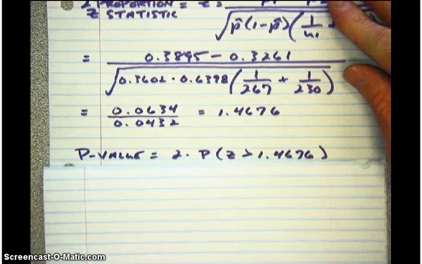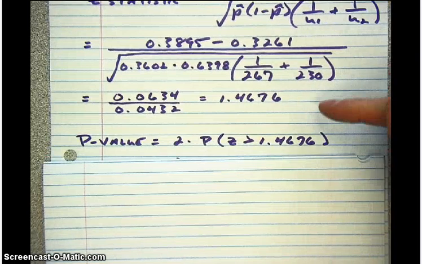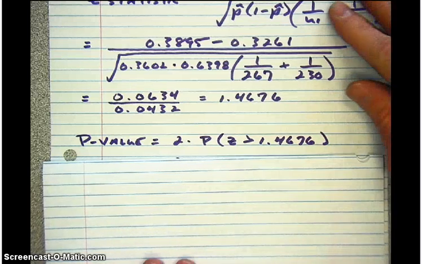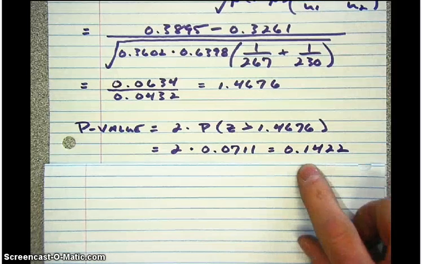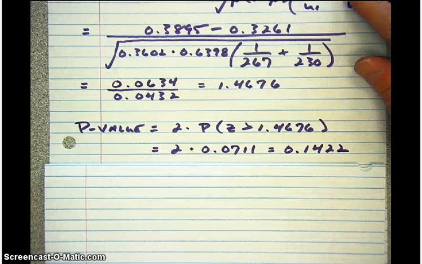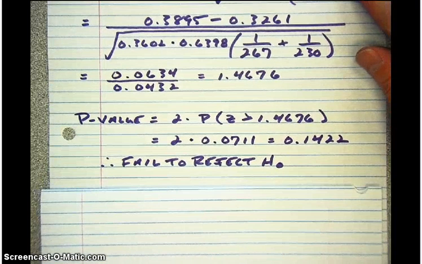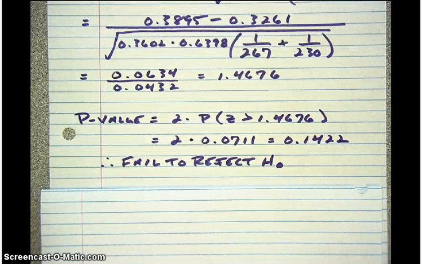1.4676. When we calculate our p-value, this is a two-sided alternative, so we have to take 2 times the area in one tail, and that works out to be about 0.1422. That's a fairly large p-value. I would not reject the null hypothesis based on that. Apparently the difference that we're seeing is not rare enough to cause us to reject the null.